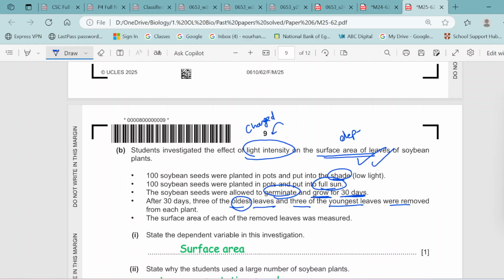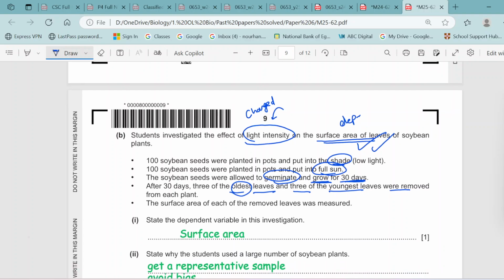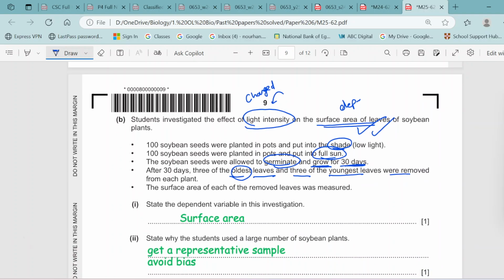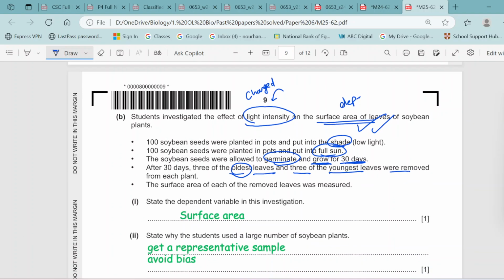Why did the students use a large number? I can write two things: to get a representative sample, to make sure that the sample I got represents the actual population, and to avoid bias. I do not want to be choosing certain plants. I just take a big sample randomly to avoid bias.